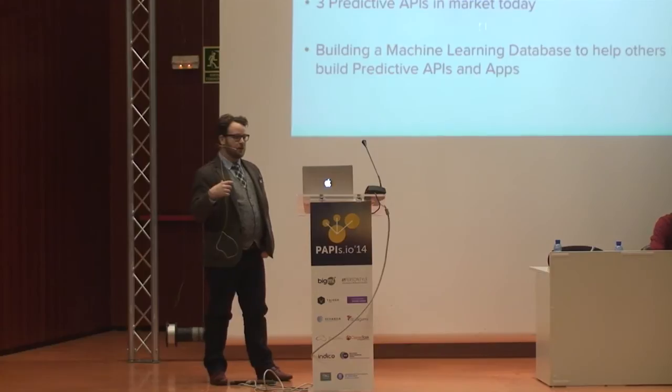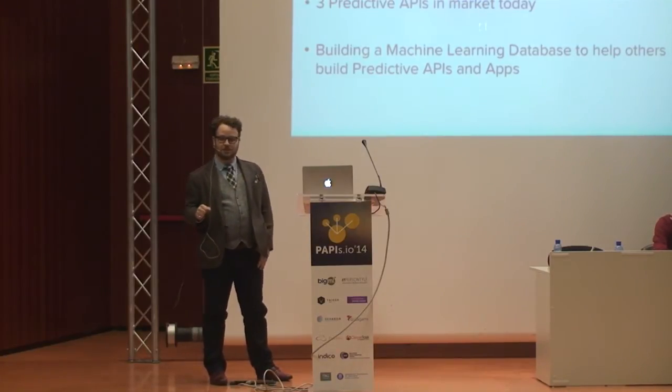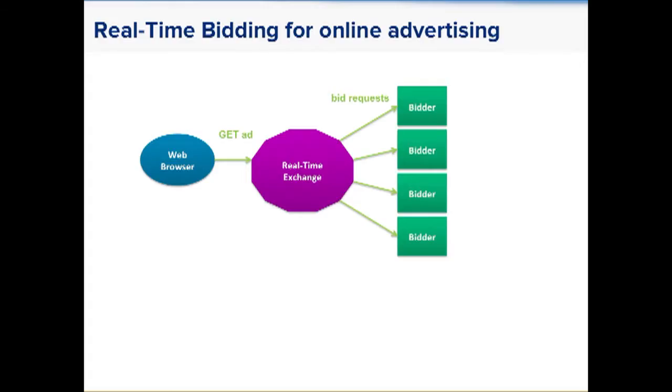Can everybody raise their hand if you've ever heard of real-time bidding in the context of online advertising? Okay, some of you. So I'll have to tell you a little bit about the problem domain before I can tell you about how we solve a problem. So real-time bidding in the context of advertising works a little bit like this. You're browsing a web page. Your web browser needs to get an ad to show you.